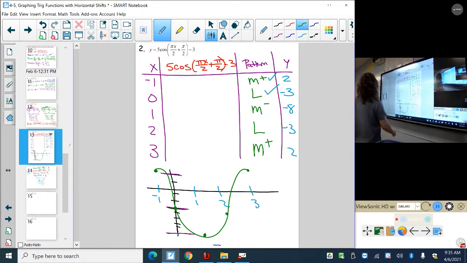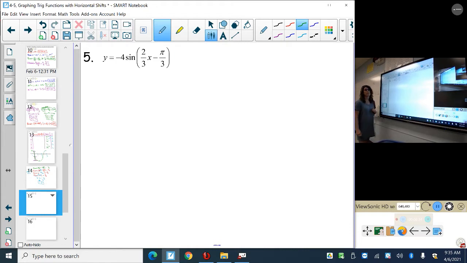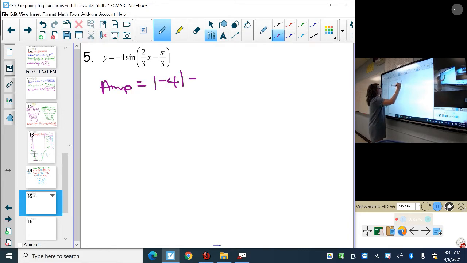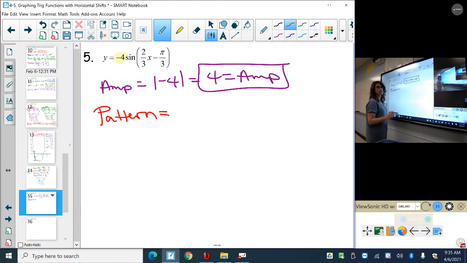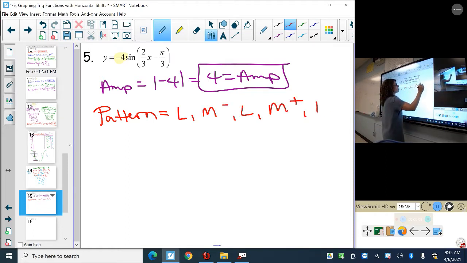Let's go ahead and go on to the next problem I want to do with you, which is problem number 5. So problem number 5, very first thing I'm going to do is my amplitude. So that's the absolute value of negative 4, which is positive 4. Now, the fact that it's negative changes my pattern. So the typical pattern of sine is going to be level, max, level, min, level. However, because it's a negative 4 in my problem, I'm flipping my max and min, so I'm at level, min, level, max, level.